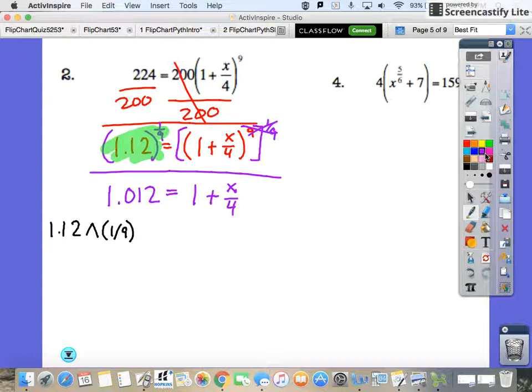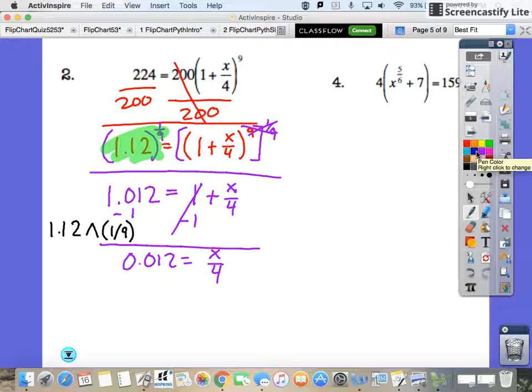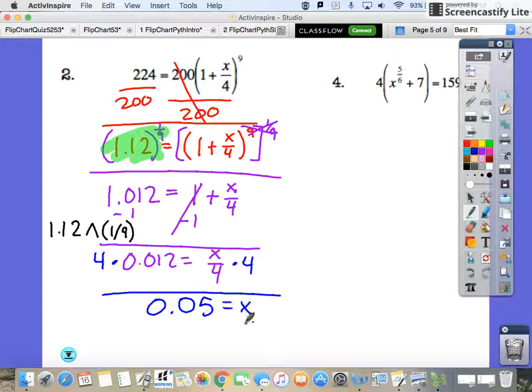At this point, we can subtract 1 from both sides, and we get 0.012 equals x over 4. And we deal with our multiplication last, so we will multiply by 4 on both sides. We get 0.05 equals x.